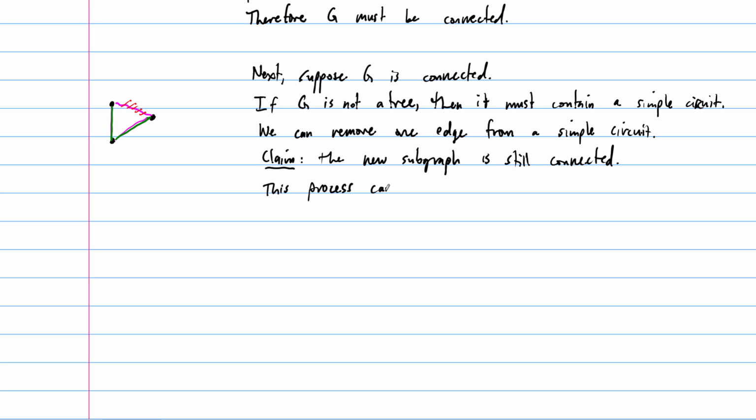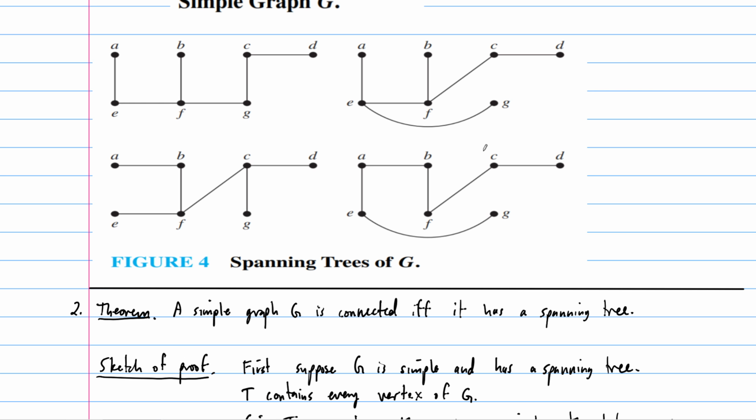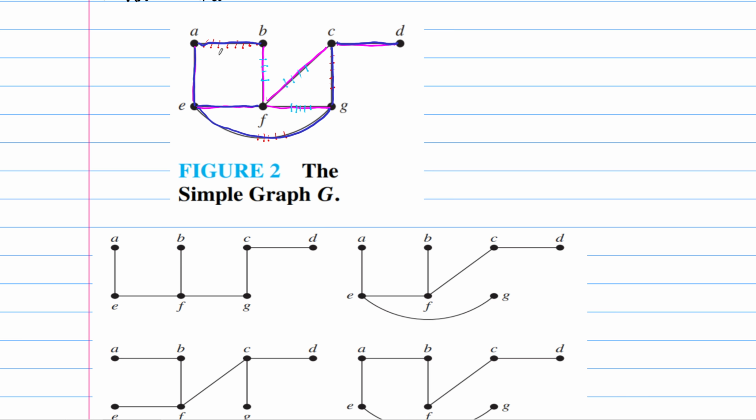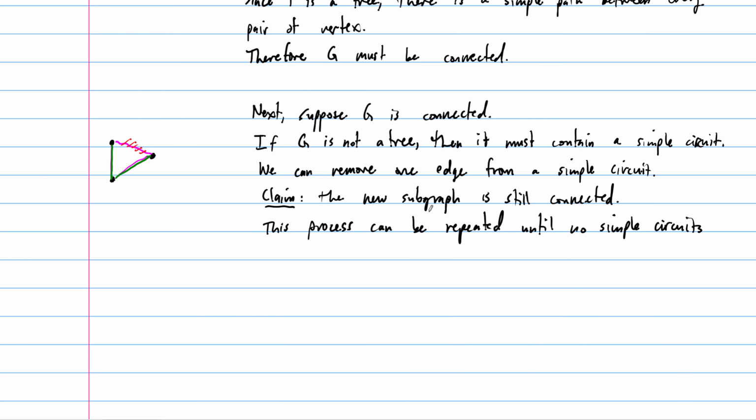So this process can be repeated, or iterated, you could say, until no simple circuits remain. And this is basically how we did this up here, right? How we did our construction on the first example. So no simple circuits remain, and so the resulting subgraph is going to be a tree after this process, right? With no simple circuits.